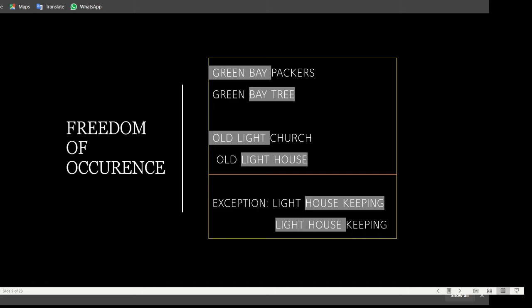Freedom of occurrence is considered one of the useful tests to determine ICs. For example, look at the given phrases: Green Bay Packers and Green Bay Tree. We have Green Bay common in both, but look at the division. In the first, Green Bay Packers, Green Bay comes together. In the second, Green Bay Tree, the division falls differently.